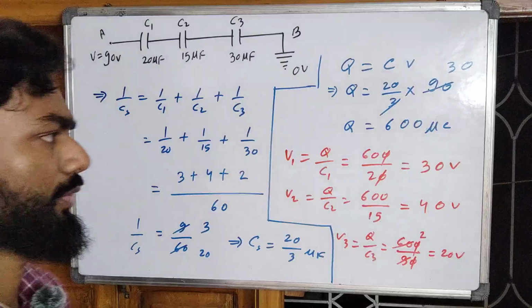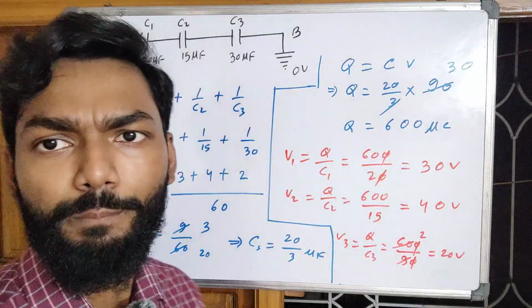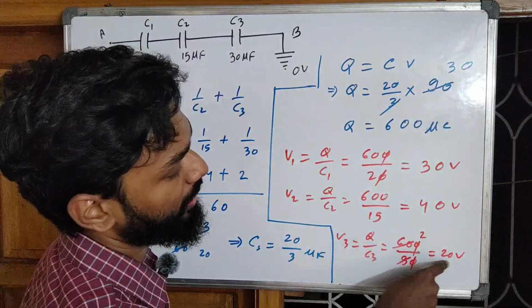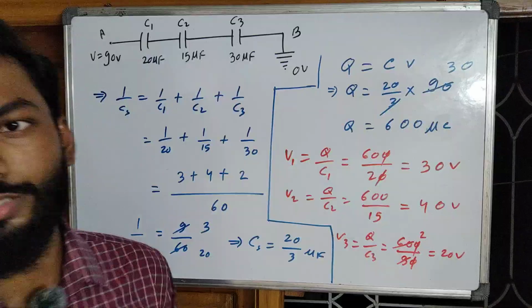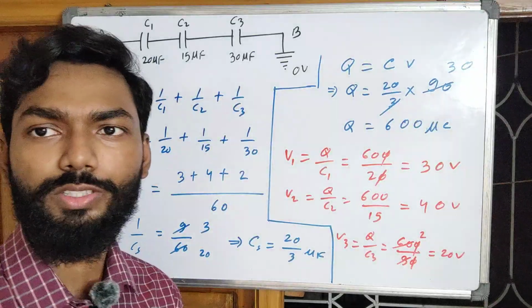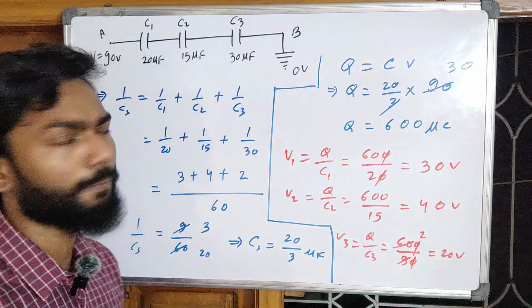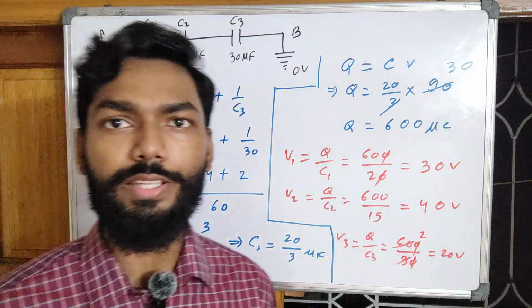Okay, so you can cross check whether you have done it correctly or not by what? 30 plus 40 is how much? 70. 70 plus 20 is what? 90, and we have applied how much voltage? 90 volt. So we have done it correct. Since the sum of all the voltages equals the applied voltage, this is the answer.